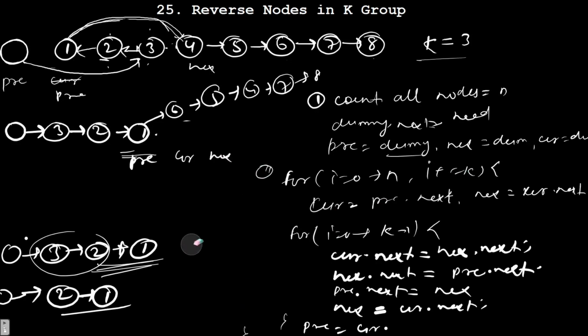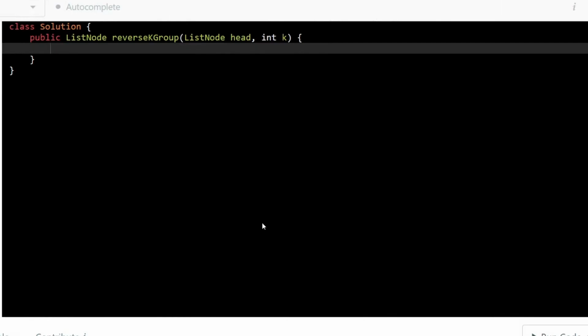Okay, so we are going to follow this dummy code that we have already written, and after this we will be able to reverse our nodes in k group. So let's go to the compiler and write the code for the same. First we will be checking if our head is not equal to null. If head is null or head.next equal to null, in that case we will have to return our head. We don't have to do anything.